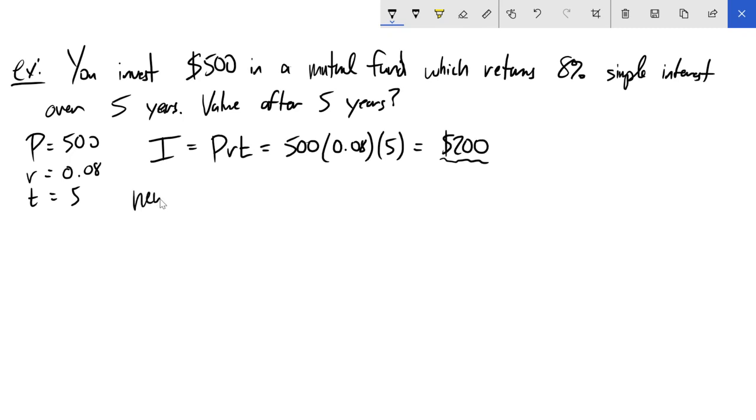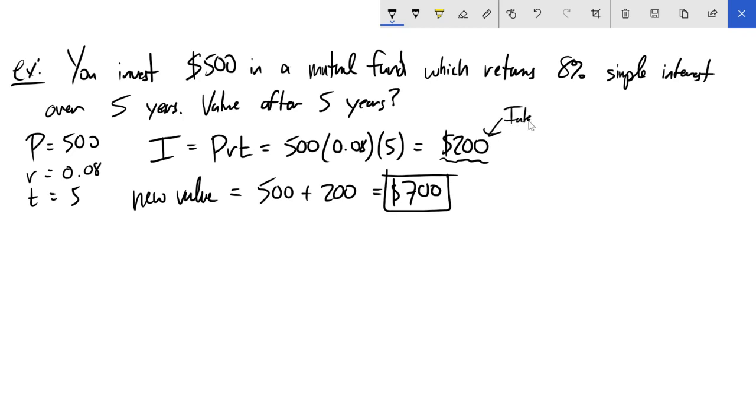So then what would be the new value of my investment? We started with 500, we earned $200 in interest, and so now we would have $700. Okay. So this is the interest, and $700 would be your new value. Which is not bad. I mean, $200 over 5 years is not a lot of money, but it's free money. You didn't have to do anything for it. And anytime somebody wants to give me money for not working, I'm always going to take that money.